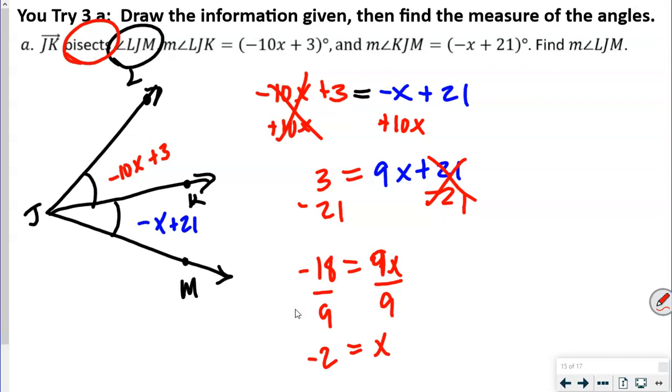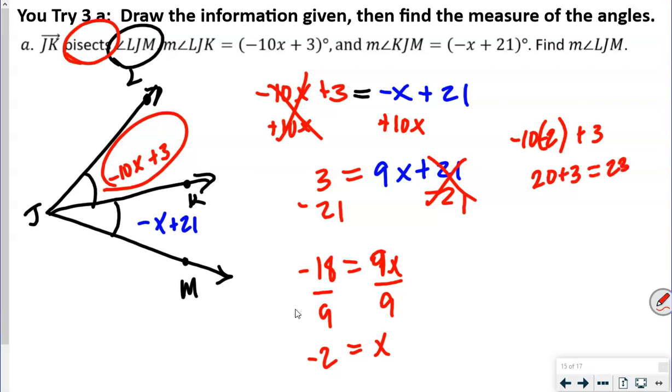Now, we're going to plug that x back in to find the measure of our angles, okay? Actually, let's do it in LJM first, and then we're going to do it in the other one just to double check our answers, okay? So we're going to do negative 10 times negative 2 plus 3. So that's going to be 20 plus 3, and that's 23, right? So I'm going to go ahead and put 23 degrees right there. Now, the other one should be 23 degrees as well, right?